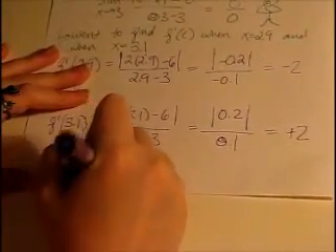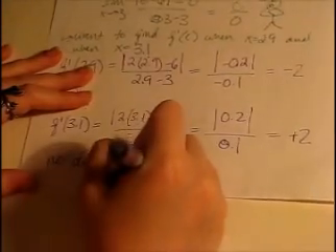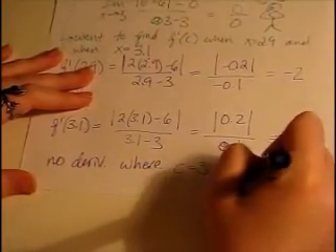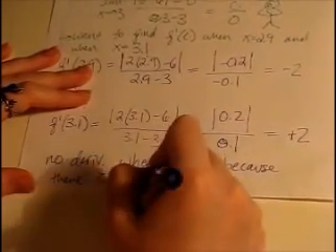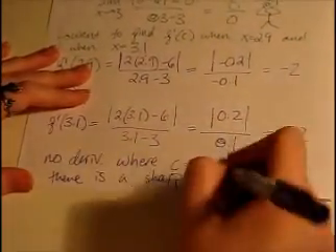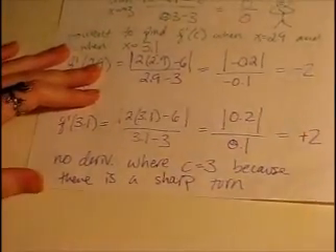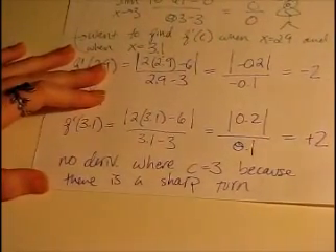So no derivative where c equals 3 because there is a sharp turn. Sorry, I know you can't see over my hand, but yeah. Solid. All right. B.